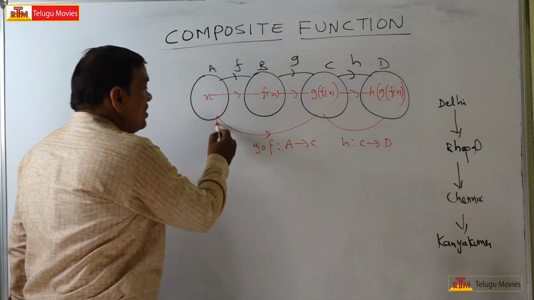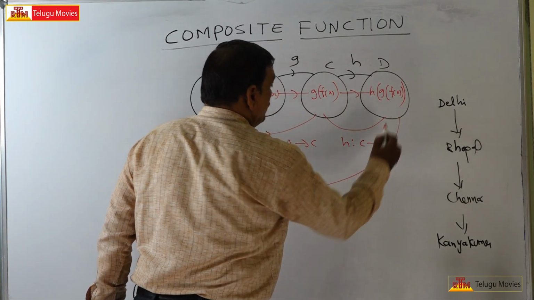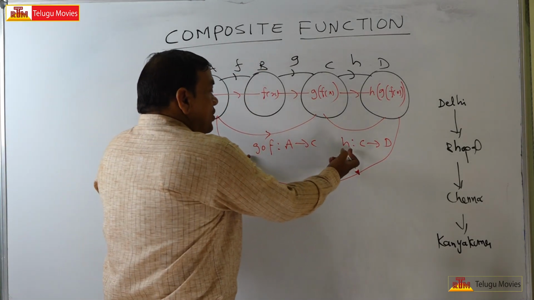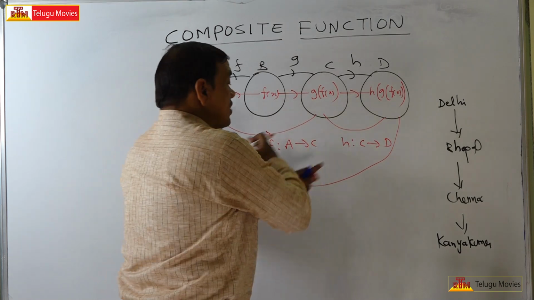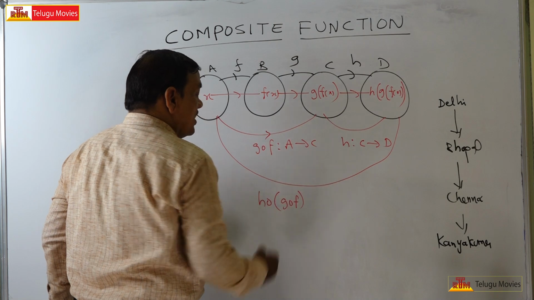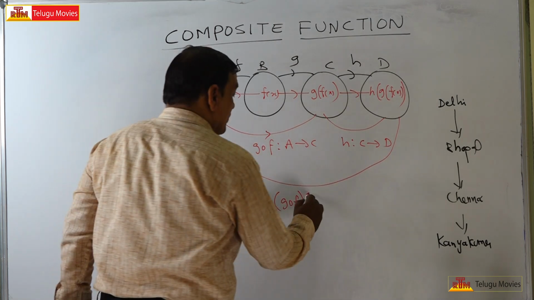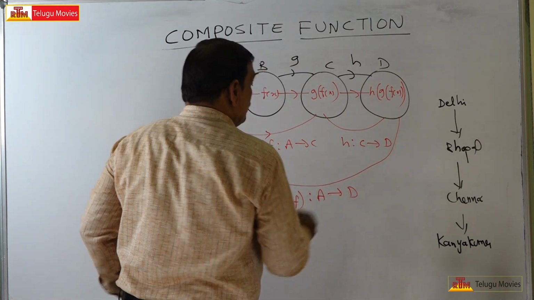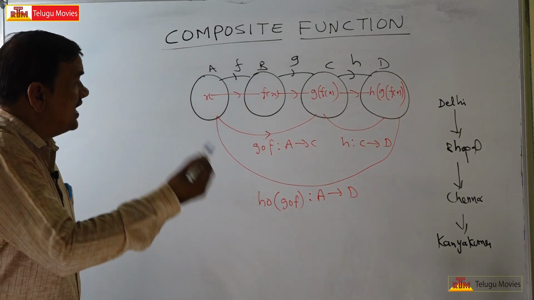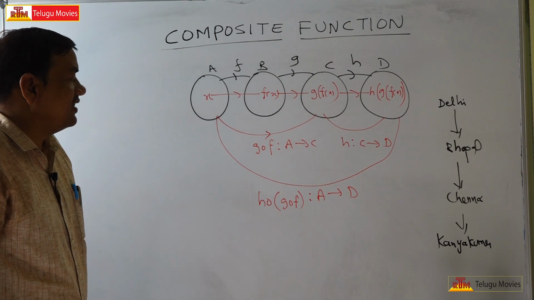Now what will be the function from A to D? As I already told you, you have to take the reverse. What is that reverse? H circle G circle F. That is the function name from A to D. Understand this? In another way also we can say.